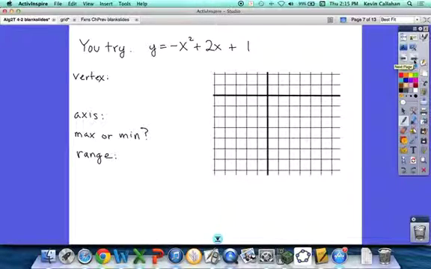Right. So try to do the same thing with that one. This one won't come up with fractions. Should be a little easier.